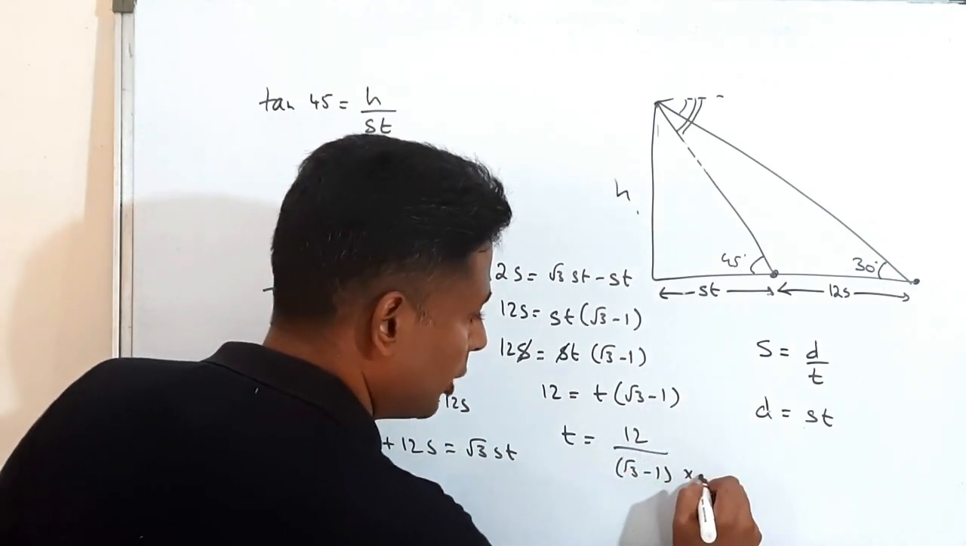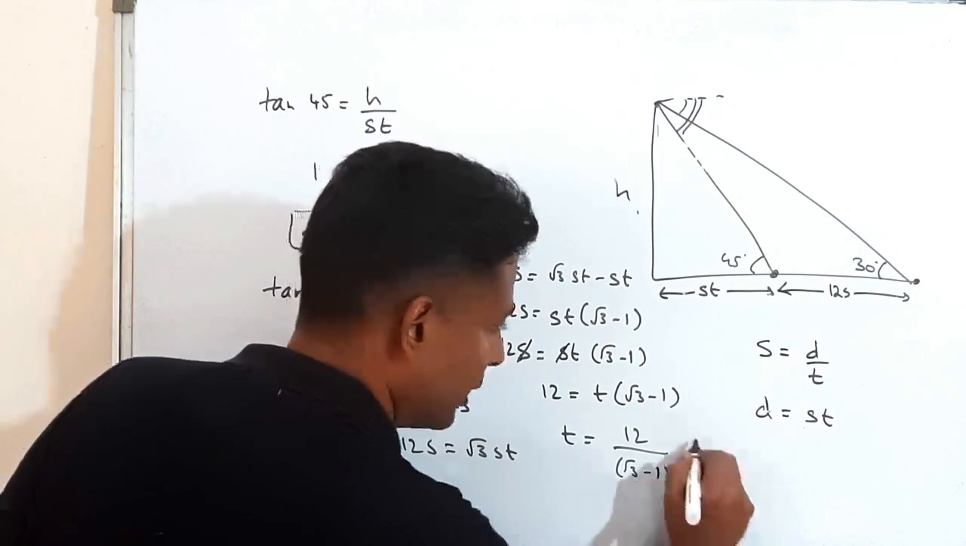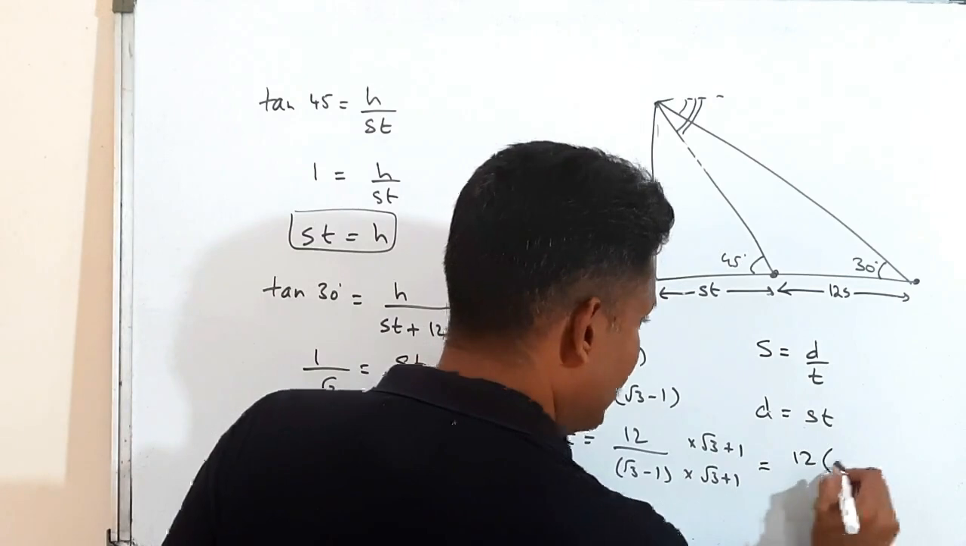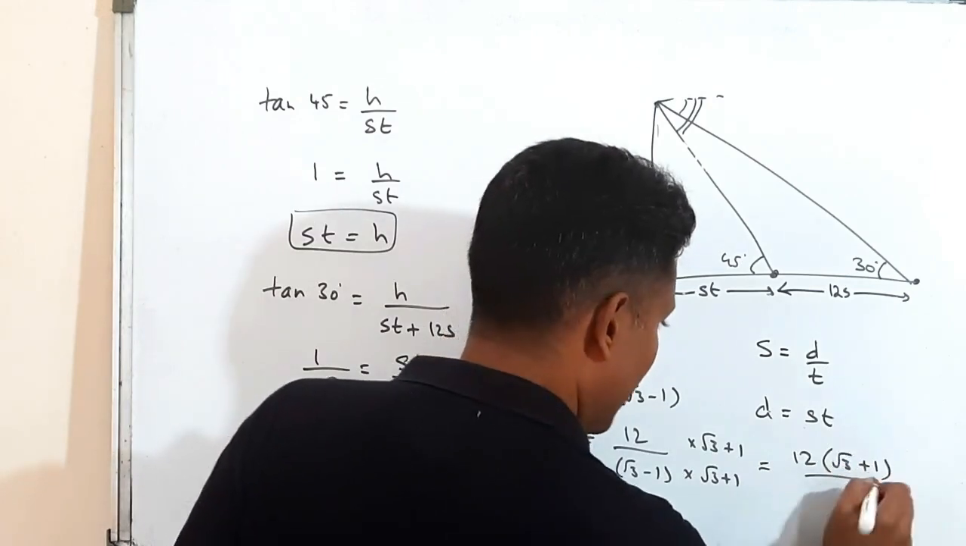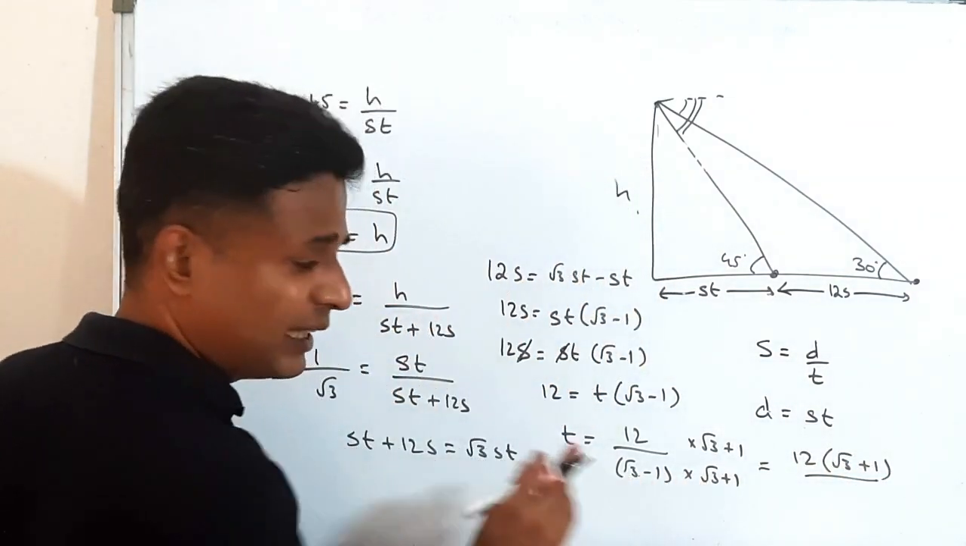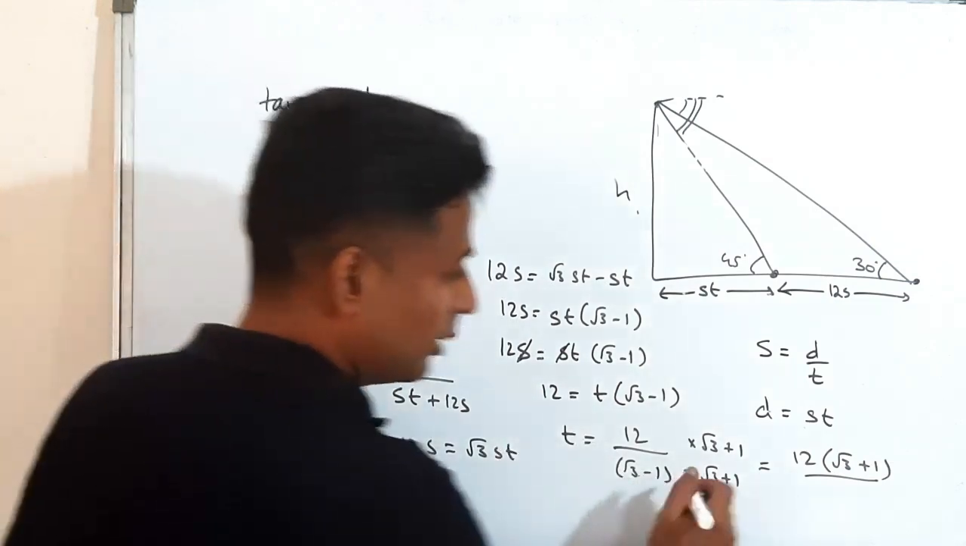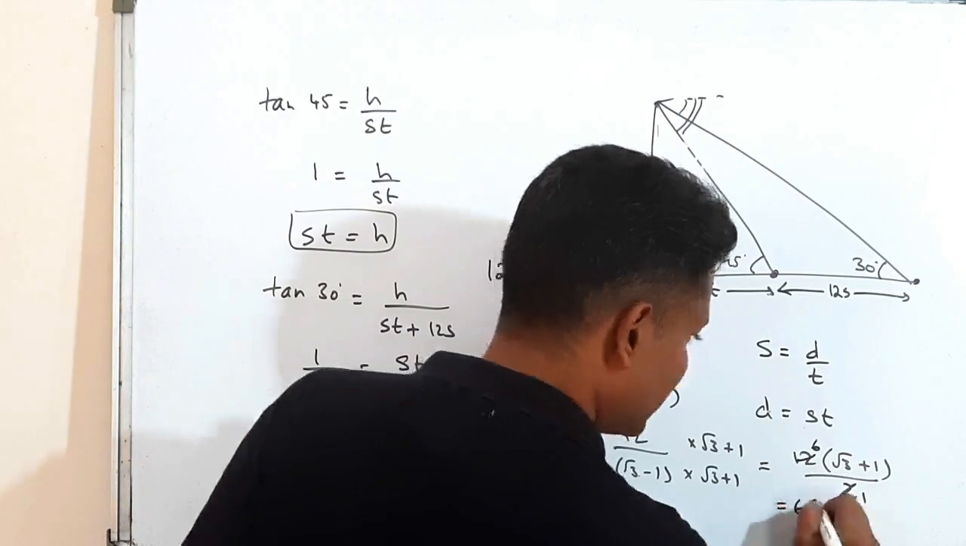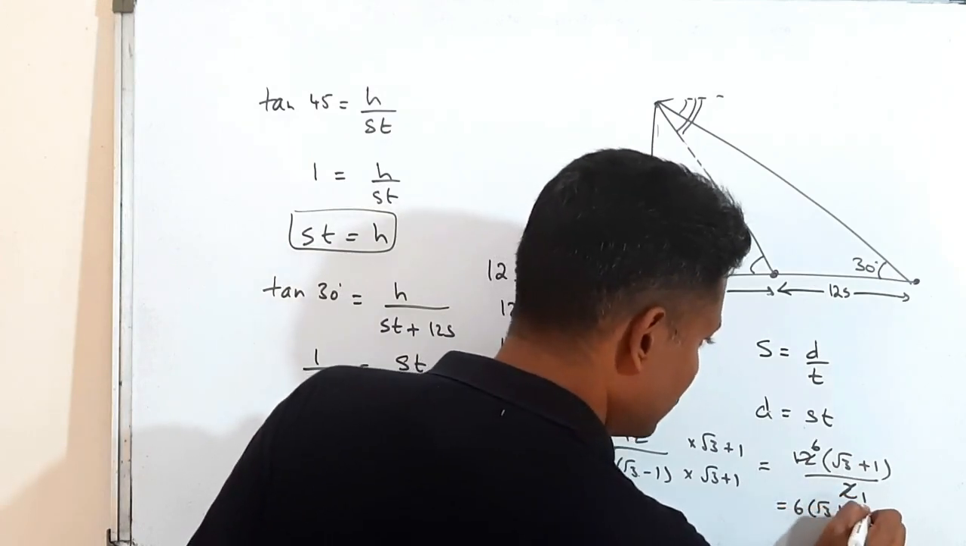So to rationalize denominator, into root 3 plus 1, above also into root 3 plus 1. So I get 12 into root 3 plus 1 by a square minus b square, root 3 square is 3, minus 1 square is 1. So 3 minus 1, 2, or here we get 6 into root 3 plus 1 minutes.